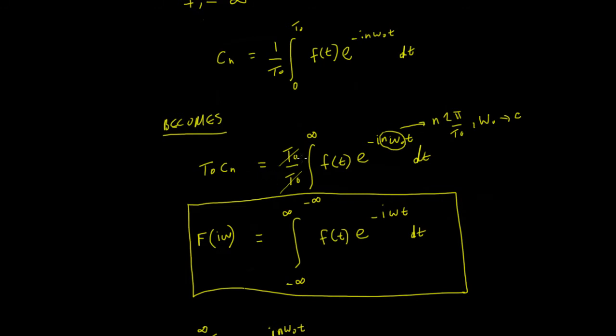That means we can rewrite that equation as, instead of this t0 Cn, we can write that as a function F of i omega, because now omega is a continuous value as opposed to being a discrete value. Our summation limits can change from 0 to t0 to minus infinity to plus infinity, and the function f of t, and our n omega naught will just be replaced by our value omega by dt.